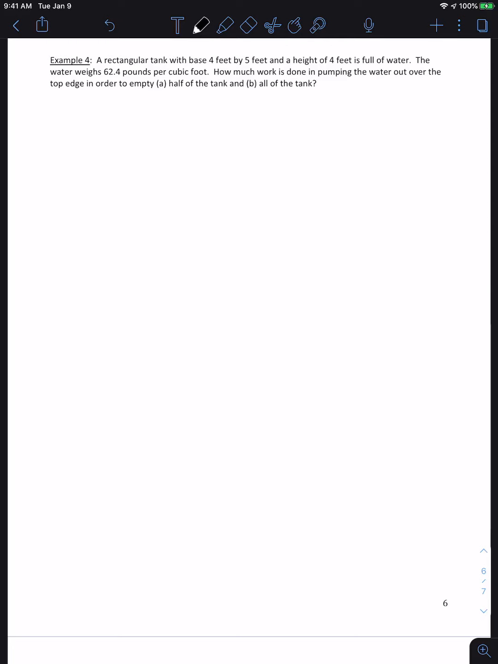So first let's draw our picture here. This is our rectangular tank. It has a base of 4 feet by 5 feet, and then it has a height of 4 feet. It's completely full of water, so I'm not going to draw the water in there. So now we want to find the total amount of work. So again, we're going to do this by increments of work.